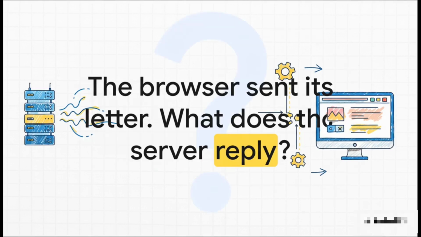The conversation is complete, and this entire invisible dance happens in the blink of an eye every single time you click a link. So we've seen the letter our browser sends out. We've decoded it line by line. But a conversation is a two-way street. What does the server's reply even look like? How does a bunch of code get turned into the website we actually see and use? Well, that's the question we're going to tackle next time.